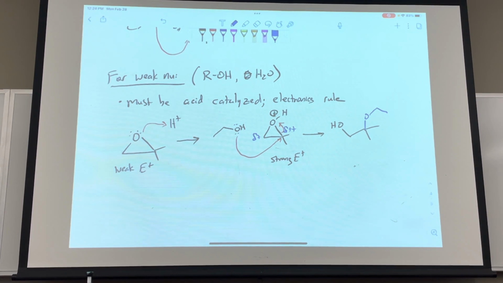Does anybody have questions on that? So if it was water, would that ether that you connected with just be an OH? Yep. We can look at an example in just a second, but yeah, if we were to use water as the nucleophile, this thing would just be OH. What did you say the blue came from? The blue is the ethanol, the nucleophile. Okay.